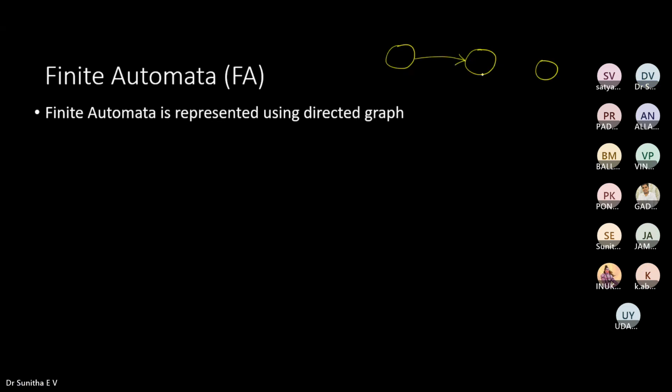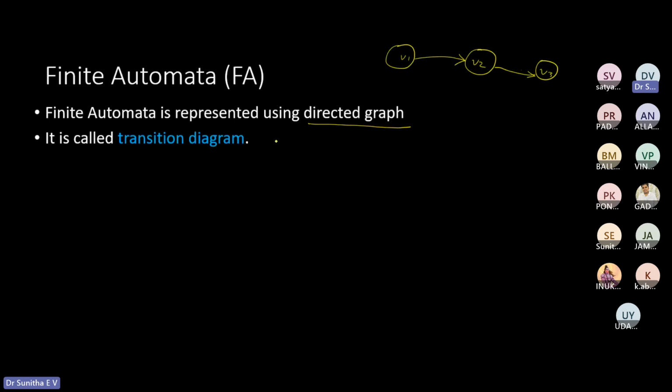Finite automata is represented using a directed graph. In mathematics, we have seen the directed graph, something like this. We have some vertices, and they are connected with directed lines. So these are called a directed graph. These are vertex 1, vertex 2, like that. The same kind of graphical representation can be used to represent a finite automata, and it is called the transition diagram. In formal languages or automata theory, we use the term transition diagram instead of directed graph. Both are the same, but here we use the term transition diagram.